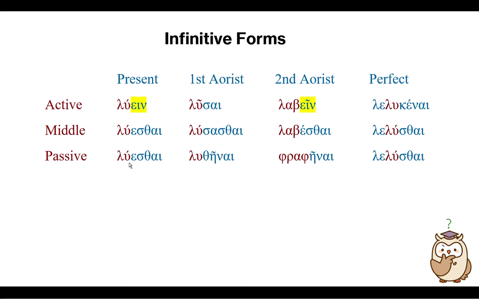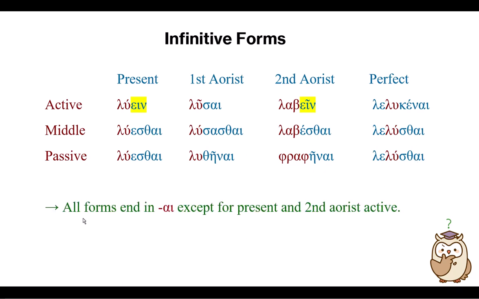Notice that that is different than the present tense. The aorist passive is a little bit of a renegade. And then we have the perfect lelusthai. So notice a few things here. All the forms end in alpha iota except for the present and second aorist active. So we have the epsilon iota nu ending for those two. Everything else ends in alpha iota.